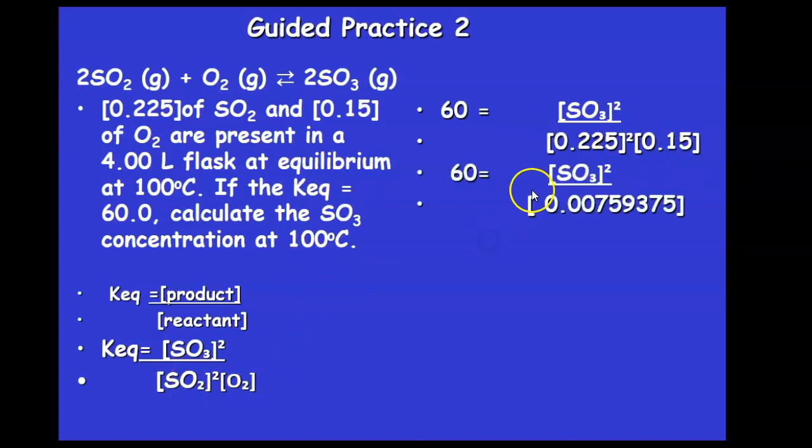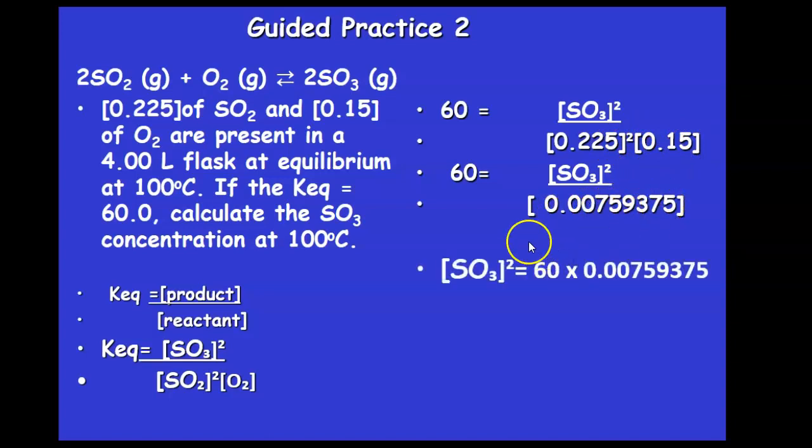So what to do is to multiply them out. 0.225 squared times 0.15 will give you 0.00759375. The next thing is to cross multiply. Multiply 60 by this, SO3 squared by 1 rather, because this is over 1. So you cross multiply this by that, and you will get this expression.